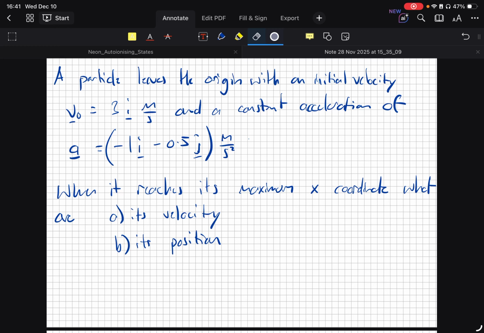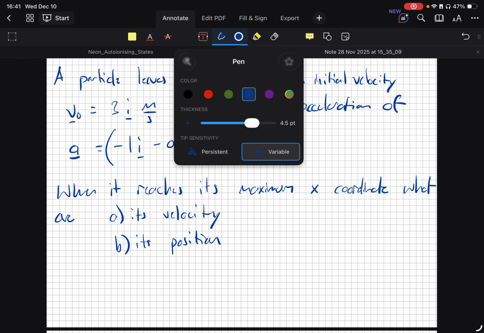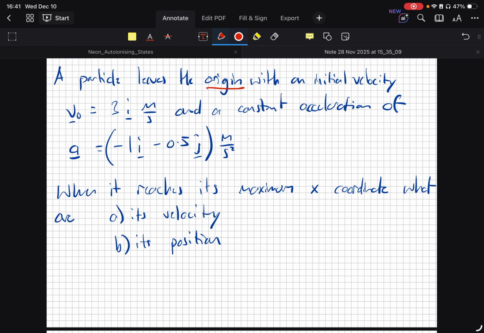Okay, here's an example using motion in 2 dimensions. So the particle leaves the origin. The origin mentioned here is important because, of course, this tells us the initial position. With an initial velocity, you can see here that initially the velocity is entirely in the x direction, so along this I vector, and a constant acceleration. So there's no t dependence here, and you can see we have components in both the x and y directions.